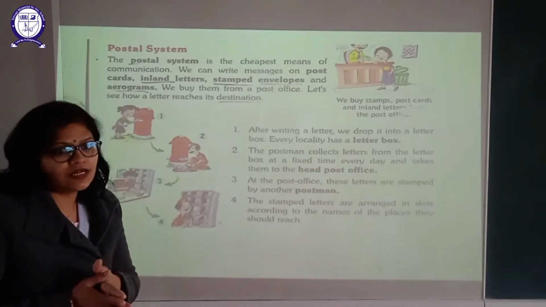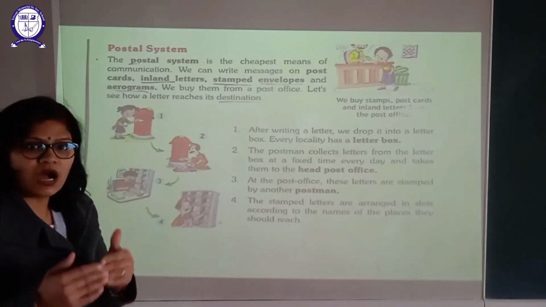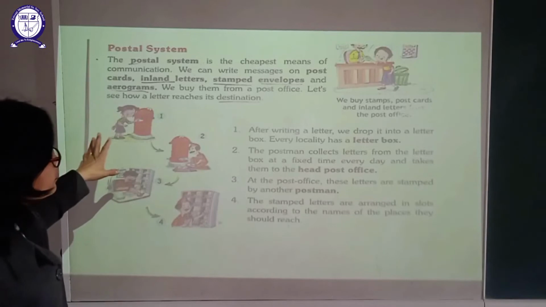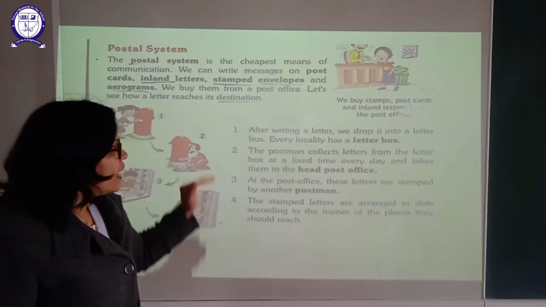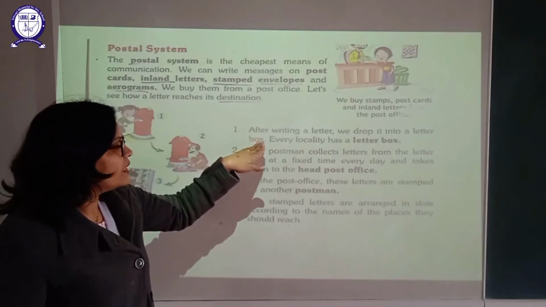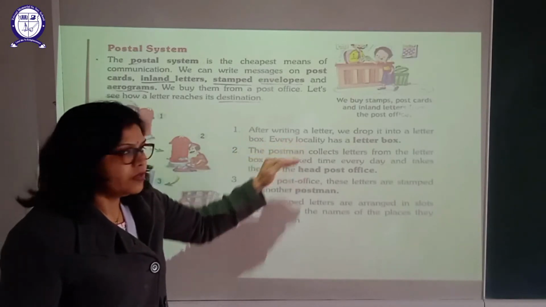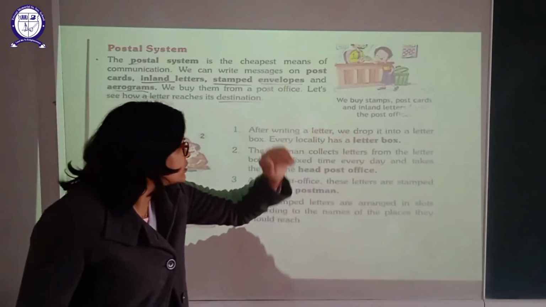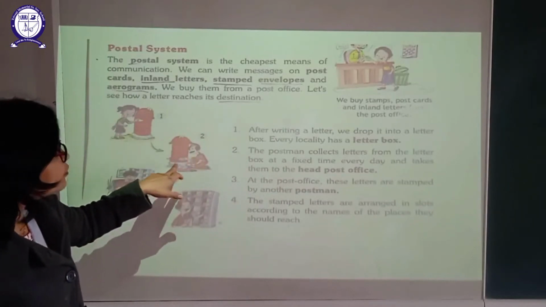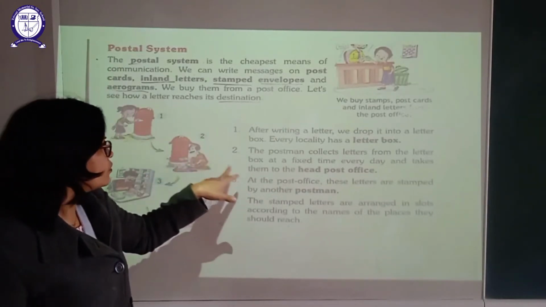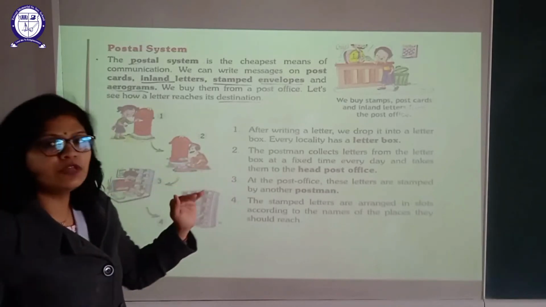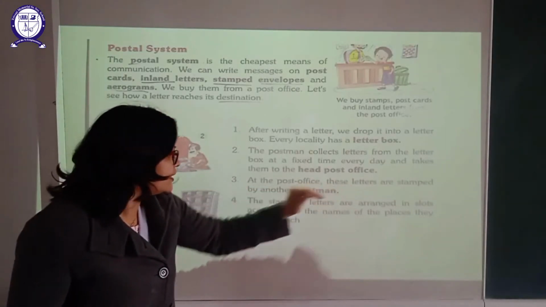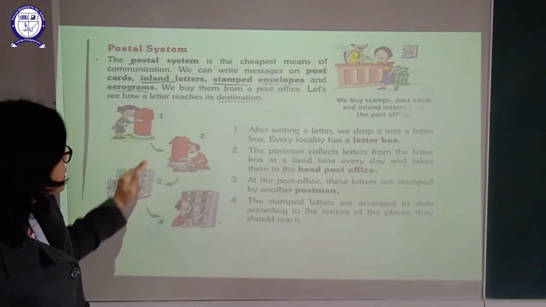Now let's understand the journey of a letter, means how a letter goes to its destination, its proper place. First of all, we write a letter and drop that letter into the letter box. We can see them everywhere, means most localities have a letter box. Now the postman collects the post from the letter box and takes it to the head of the post office. After that, at the post office, these letters are stamped by another postman.